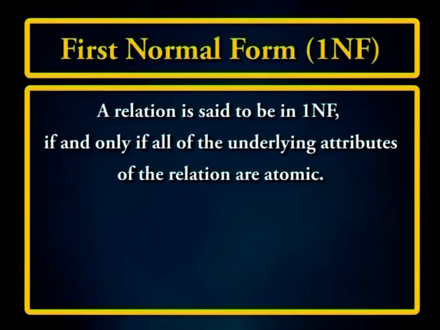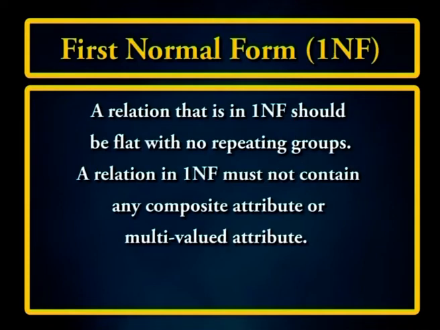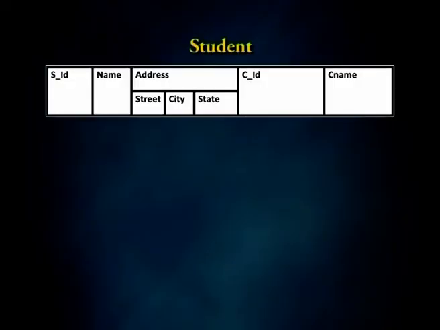A relation is said to be in 1NF if and only if all of the underlying attributes of the relation are atomic. In other words, a relation that is in first normal form should be flat with no repeating groups. A relation in 1NF must not contain any composite attribute or multi-valued attribute. Look at the table.